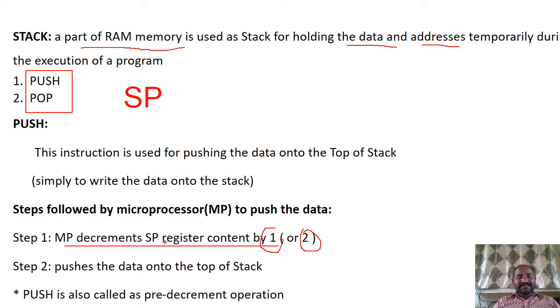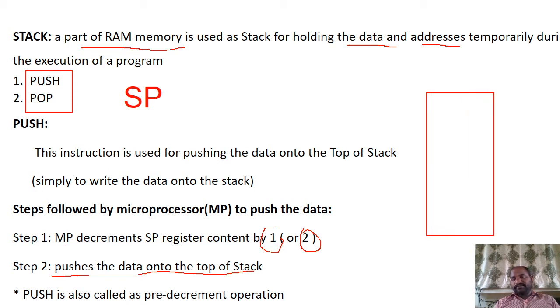So after decrementing the SP register content by 1, the microprocessor pushes the data onto the top of the stack, which means it is writing the data onto the top of the stack. For example, if you want to know that, let me take one simple area. Assume that this is my stack area.